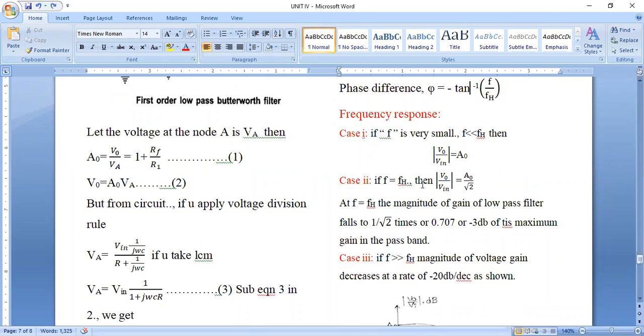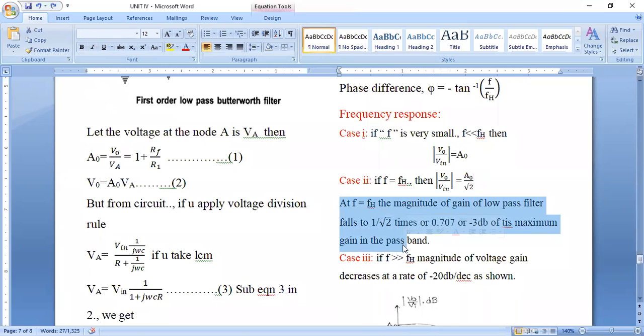If the frequency f is equal to f_h, the magnitude of the transfer function is equal to A naught divided by root 2. That means when the frequency is equal to the higher cutoff frequency, the gain value is almost that of a low pass filter. The magnitude at f equal to f_h has decreased by a small amount, down to 0.707.